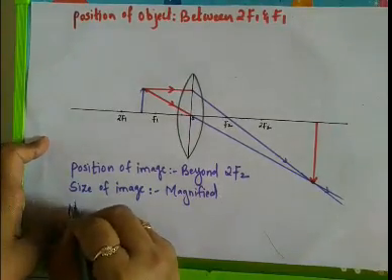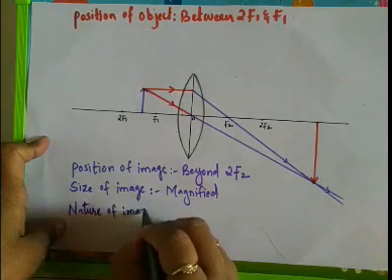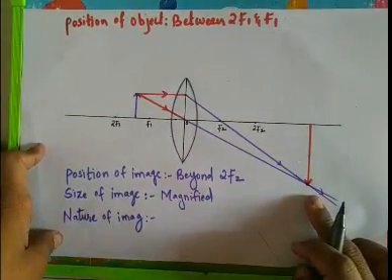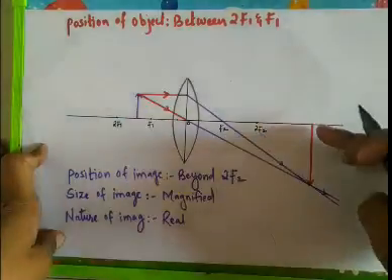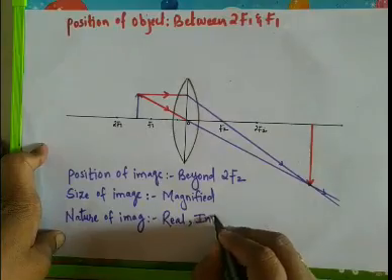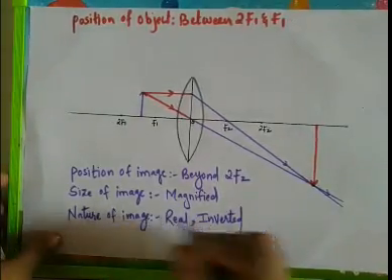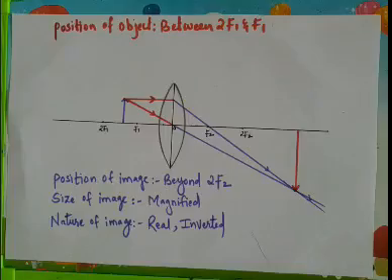And after this we will write the nature of image. Object is on the left of the lens, image is forming on the right of the lens, so it is a real image. Object is above the principal axis, image is below the principal axis, so it is an inverted image. So this would be the nature of image. Okay, so we have done the two cases. Now we will move on to the next case.